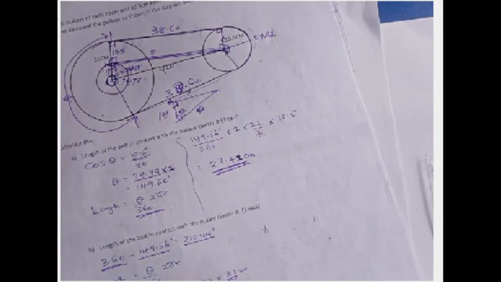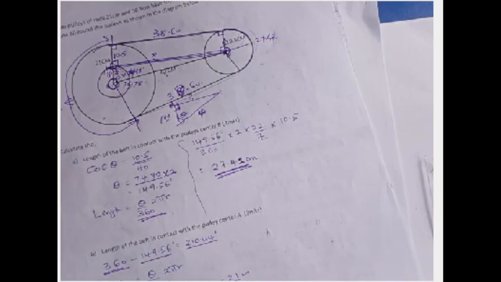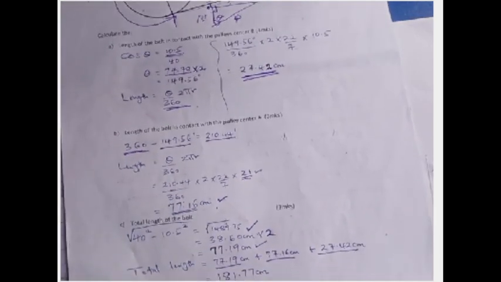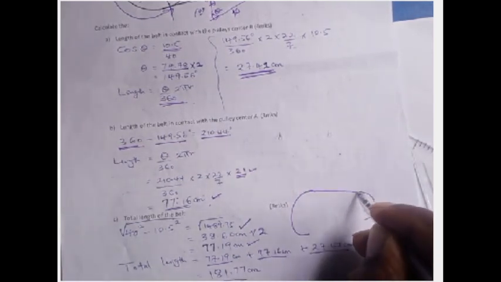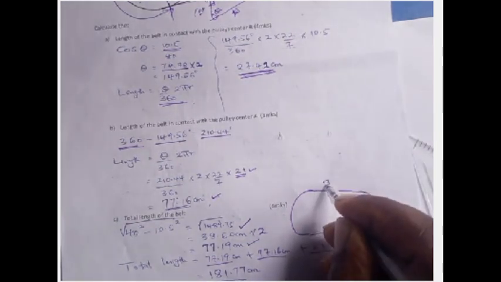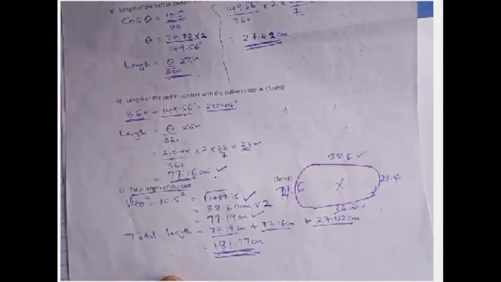Now the length of the belt would be the total distance all through. So we are going to add 38.6 times 2, plus 77.16 plus 27.42, and this gives us, so this arc, another arc, and then this length, this one is 38.6, 27.42, 77.16. So we sum them up, this times 2, then we find 181.77 as our distance and the length of the belt.